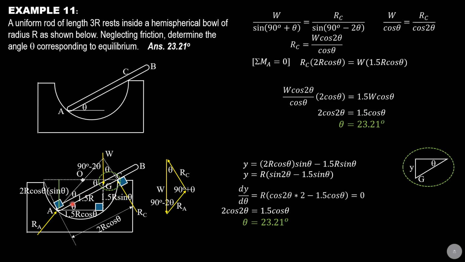Then we sum up moments about A equals 0. So R sub C times this length. The length of this bar is found by taking note that from any point on the circumference of the circle to the ends of a diameter, the chords are perpendicular to each other. So that's one chord. This is the other chord.